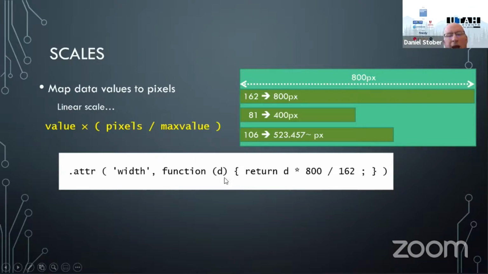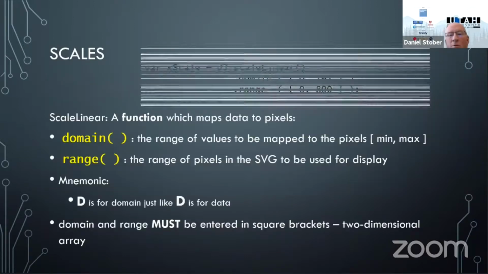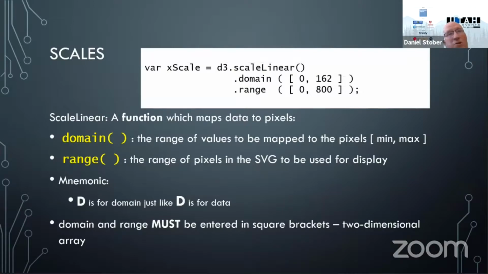And so I could change my D function that you see to now return D times the width of the canvas divided by the maximum value. And that would then scale out and have each of them be more a representation as a percentage of the total size of the canvas. That would be how long it would be.